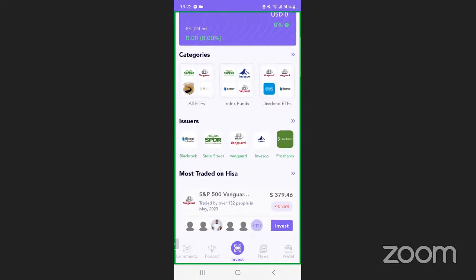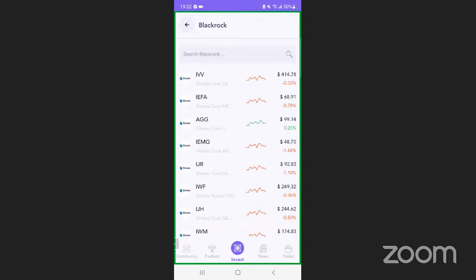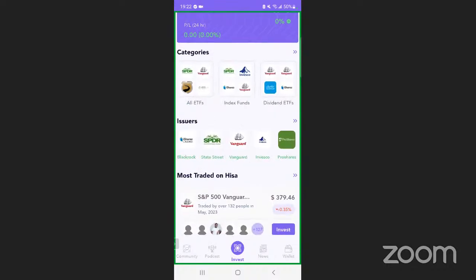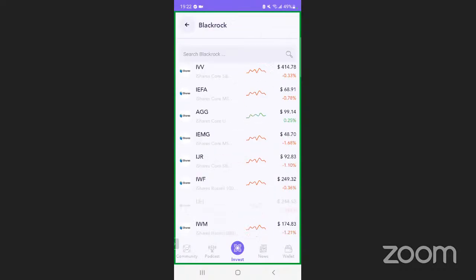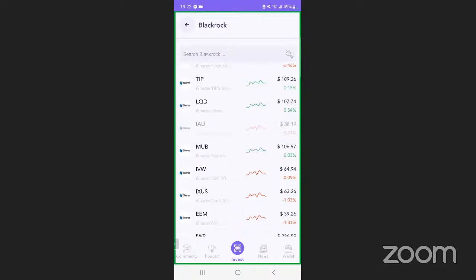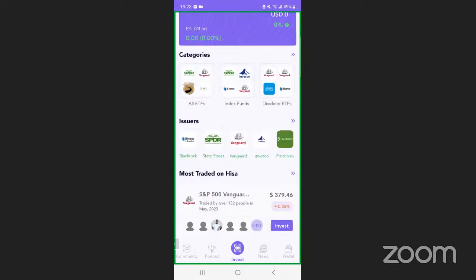So when you scroll down, you can see some of the issuers, the likes of BlackRock. Actually, BlackRock is the biggest asset manager in the world. So you'll be able to see all the ETFs that are issued. When you click on BlackRock, you can see all the ETFs that are issued by BlackRock. When you click on, let's say, Vanguard, you can see all the ETFs issued by Vanguard, and they're quite a lot. Let me show you. Let me click on BlackRock. I know BlackRock has over 300 ETFs, so there are so many. So there's something for everyone as far as BlackRock is concerned.